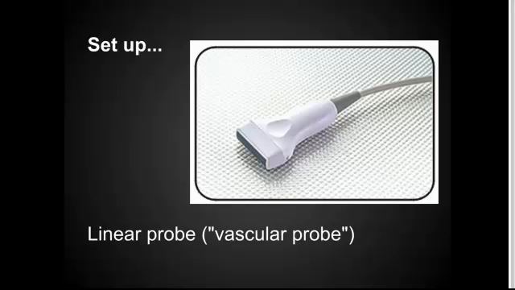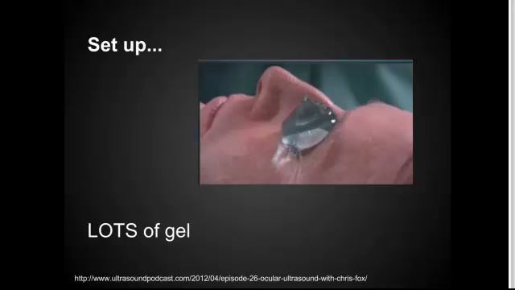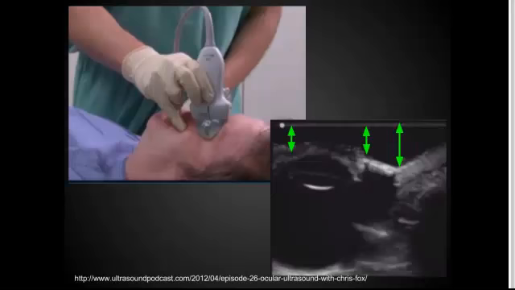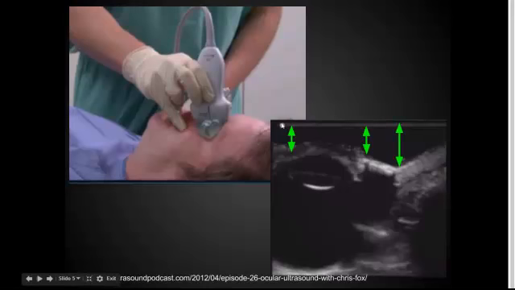So the setup that you need: a linear probe, a lot of times we refer to this as the vascular probe. You need lots of gel, and I'm not just talking about a large clump of gel. You need a pool of gel. The reason for this is that you want to minimize the pressure that you're putting on the eye itself. And you can see in this ultrasound here, there's all this black above the eye, and that's just all gel. So that's to give you an idea of how much gel you're actually going to put on there.